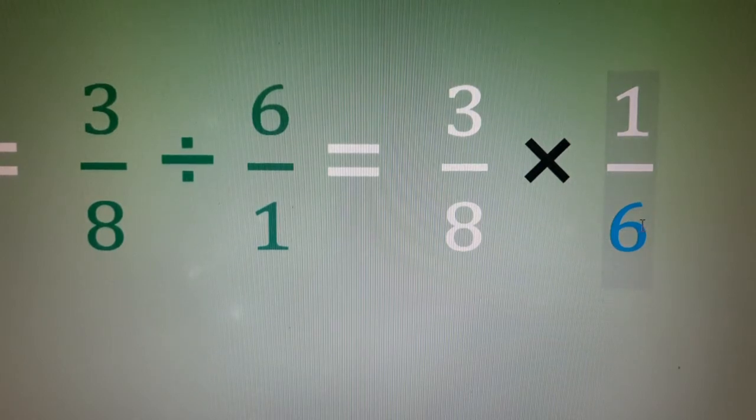You should know here we do not change the first fraction. 3 over 8 remains the same. We change only the divisor. 6 over 1 becomes 1 over 6. Then you get 3 over 8 multiplied by 1 over 6. Here you have to multiply these two fractions.